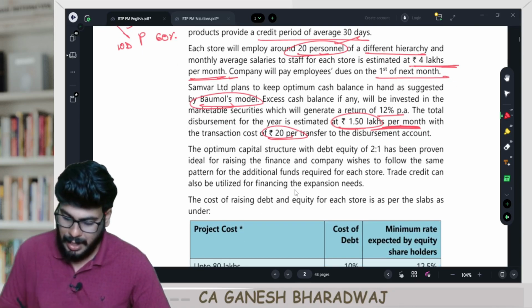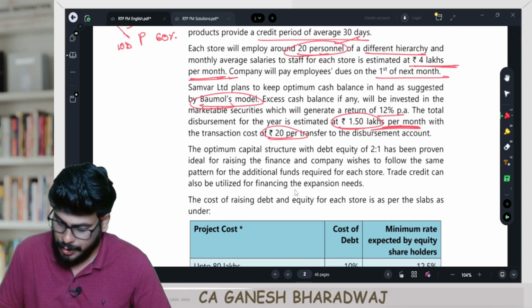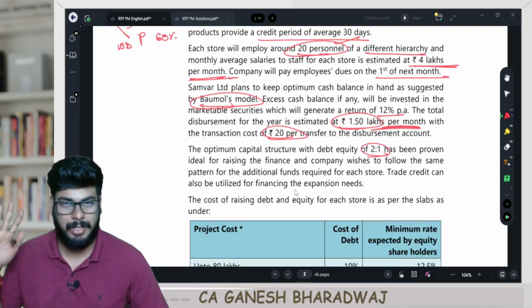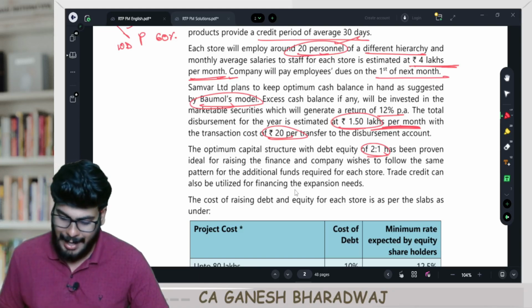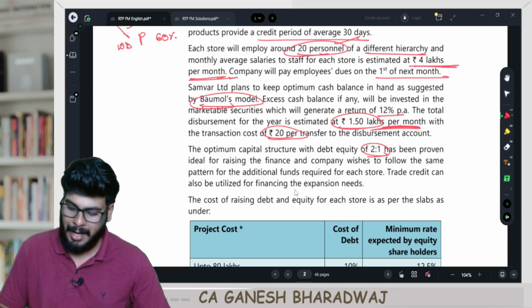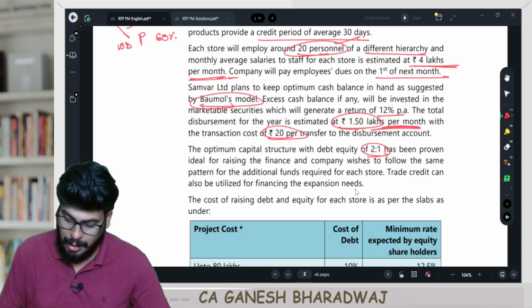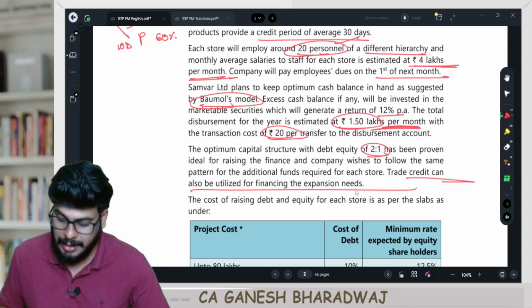Perfect. Next one. The optimal capital structure with debt equity of 2:1. So basically, the optimum capital structure that you're going to maintain is 2:1. It has been proven ideal for raising finance, and the company wishes to follow the same pattern for additional funds required for each store. The trade credit can also be utilized for financing the expansion needs.